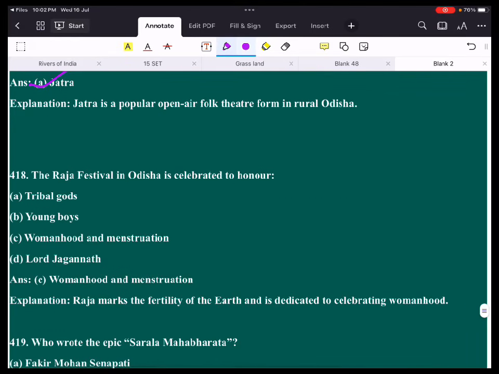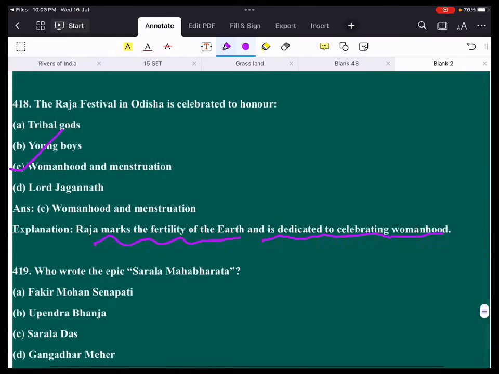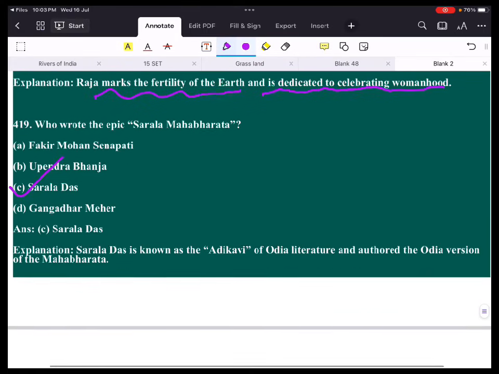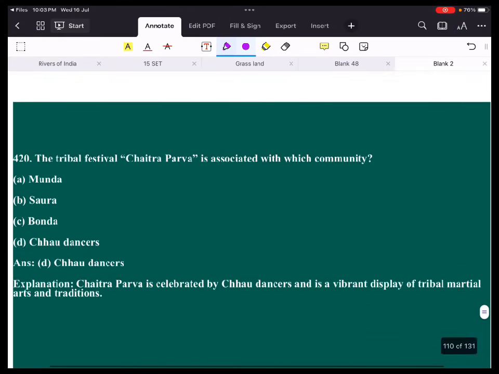The Raja festival in Odisha is celebrated to honor womanhood and menstruation. Option C. Raja marks the fertility of the earth and is dedicated to celebrating womanhood. Who wrote the epic Sarala Mahabharata? That is option C, Sarala Das. Sarala Das, known as Adi Kavi of Odia literature, authored the Odia version of the Mahabharata.